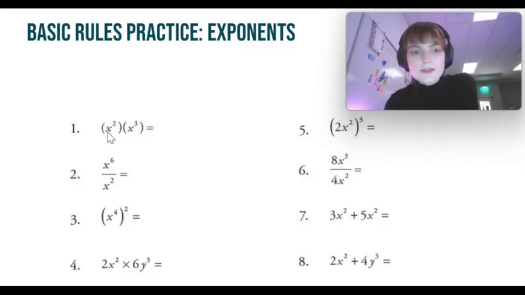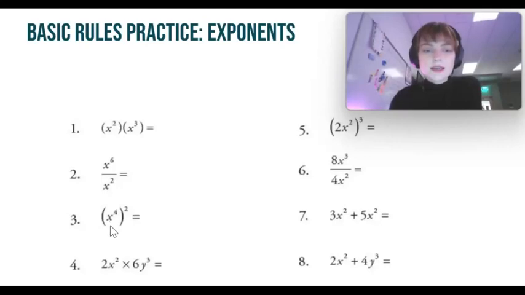So if you are multiplying x to the power of 2 by x to the power of 3, because the bases are the same, you add the exponents straight across to give us x to the power of 5. In example 2, x to the power of 6 divided by x to the power of 2 would leave us with x to the power of 4 because we are simply subtracting the exponents with a similar base.